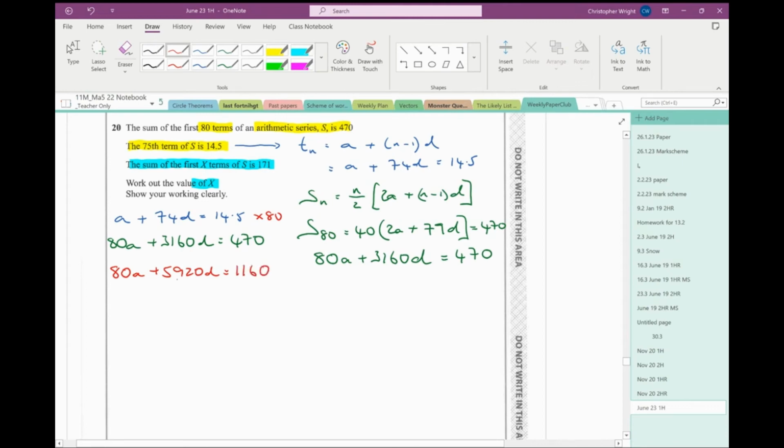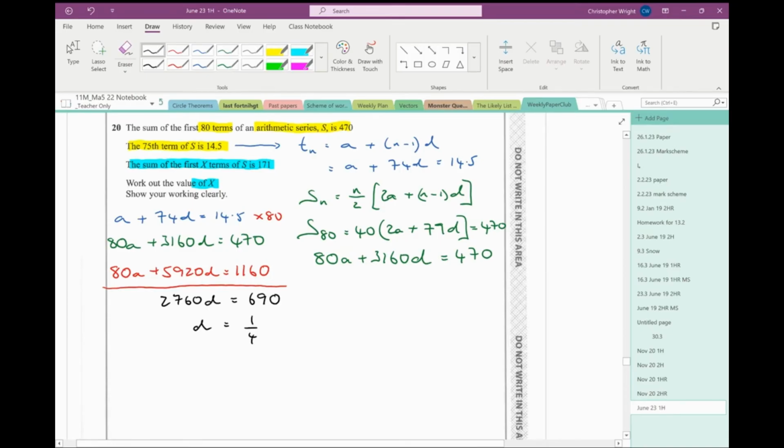Okay, now I'm going to do my red equation, subtract my green, the bottom one minus the top one. It's going to give me no A's. 5,920D minus 3,160D gives me 2,760D, and that equals 690. So D is a quarter.